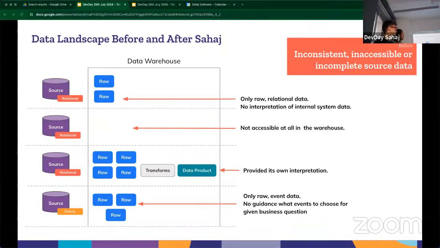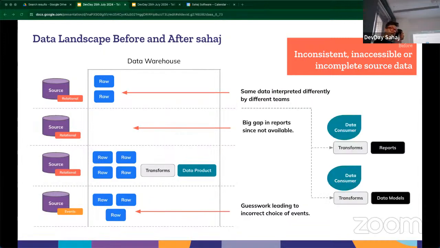Other sources of data were available, but only in their raw form. This could be either relational data or event-level data. But there was very little or no interpretation, because this was all internal system data, and there was no guidance as to how it should be interpreted, or what data you needed to answer a specific business question. So it was a little bit of a fragmented picture.